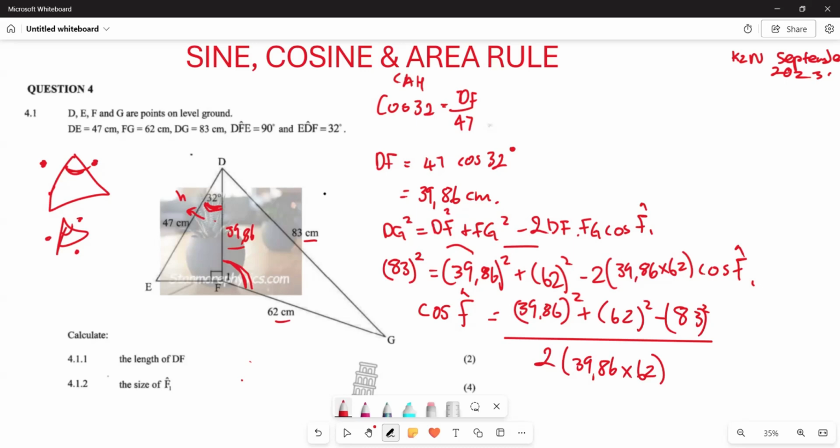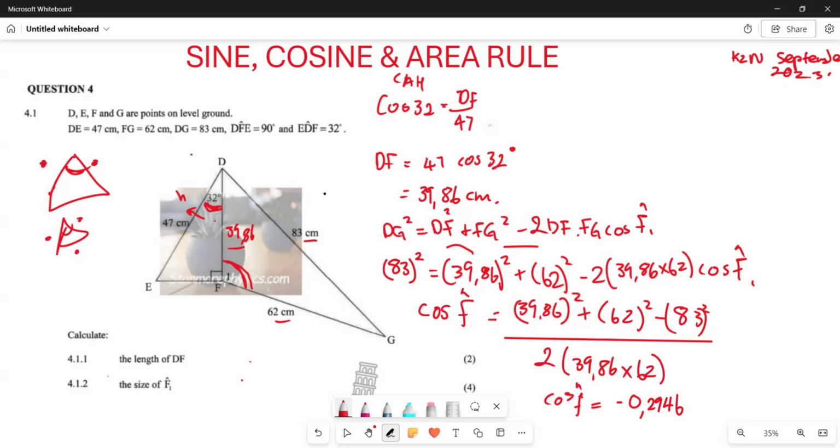And now from here, what is going to be the units? Which means this is the same as cos of your angle. When you plug this in our calculator, what is the answer that you are going to get? The answer you are getting here, for your cos of F, is negative 0,2946. And now when you say cos of 2946, shift cos of 29.